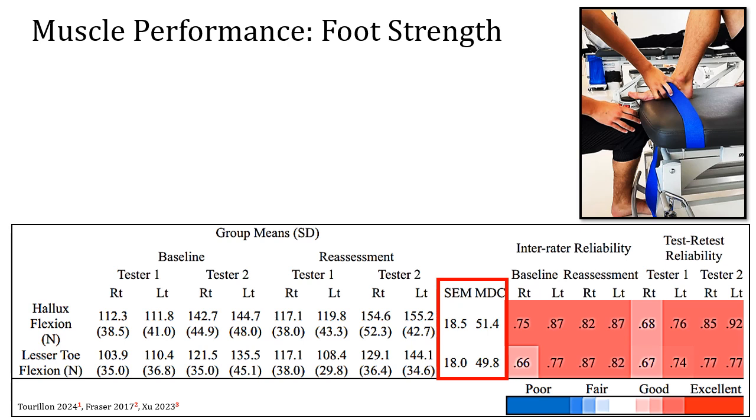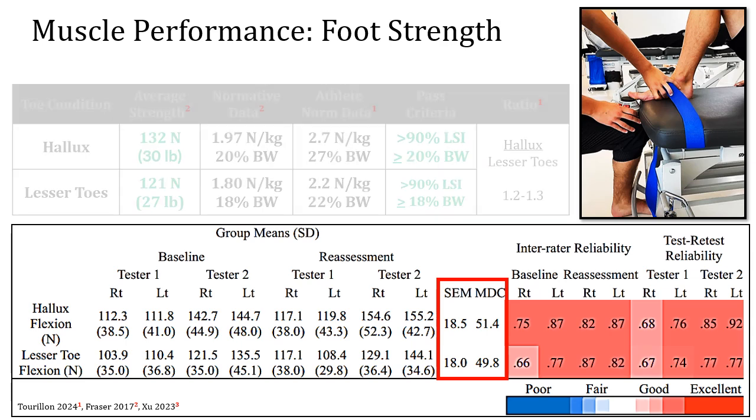And then you can see the color scheme for the inter-rater reliability as well as the retest reliability. The spectrum there shows cool colors, that is blue, being poor reliability, warm, hot colors, that is orange and red, being good to excellent reliability. And you can see that across the board it's orange and or red, which suggests that this is a reliable means by which you can assess your hallux and your lesser toes.